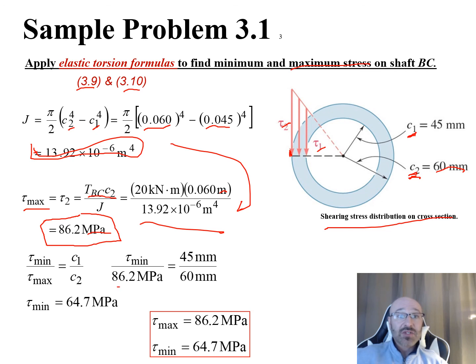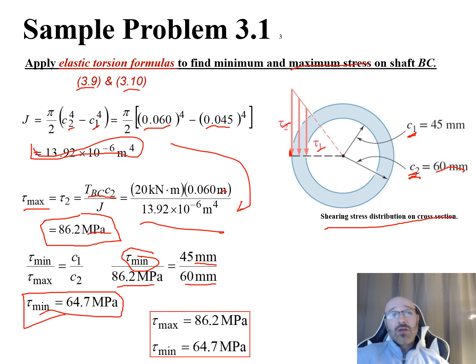Well, our T-max we just calculated is 86.2. Our C1 is 45 millimeters. Our C2 is 60 millimeters. Again, you could convert to meters if you're not convinced that these units are going to cancel out. We can cross multiply, whatever you want to do in order to solve for this T-min value from that ratio between your C1 and your C2 and our known value for our T-max. So our T-min is equal to 64.7 megapascals.